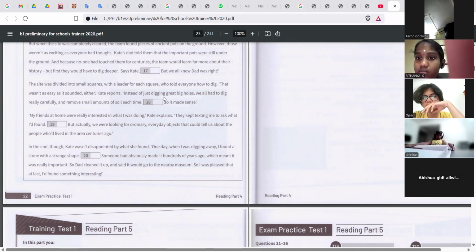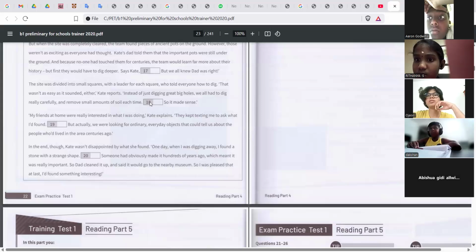Instead of just digging great big holes, we all had to dig small holes carefully and remove small amounts of soil each time. For each one, small squares are allotted for each square, so that we don't miss anything. So what is it that made sense?